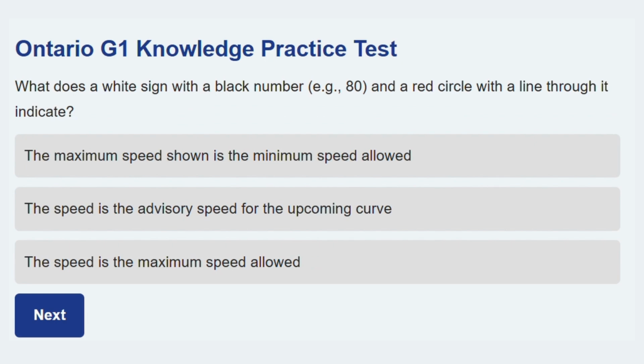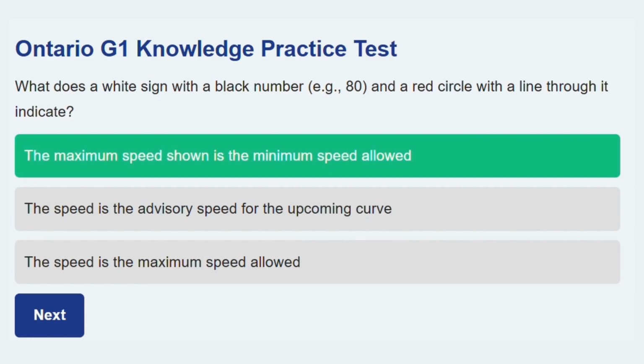Moving on. What does a white sign with a black number, e.g. 80, and a red circle with a line through it indicate? The maximum speed shown is the minimum speed allowed. This sign indicates the minimum speed, not the maximum speed, which is a different sign.